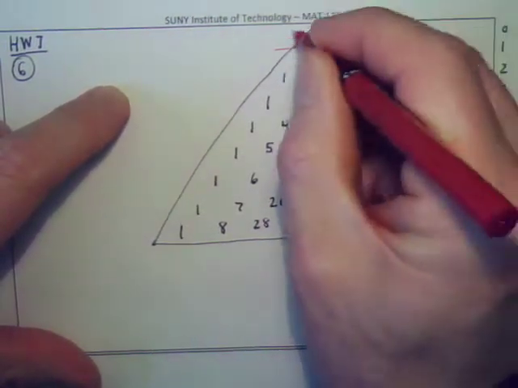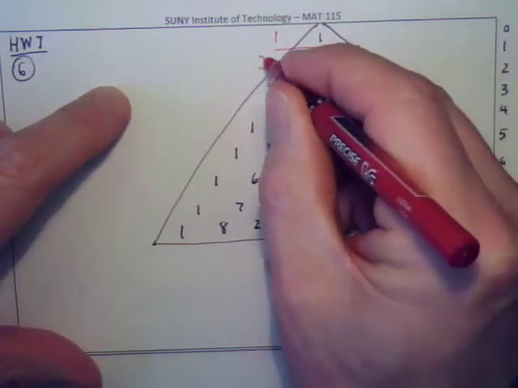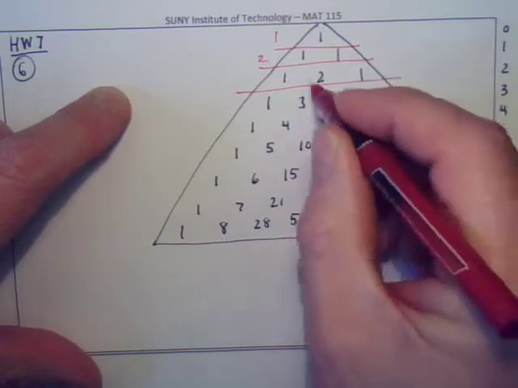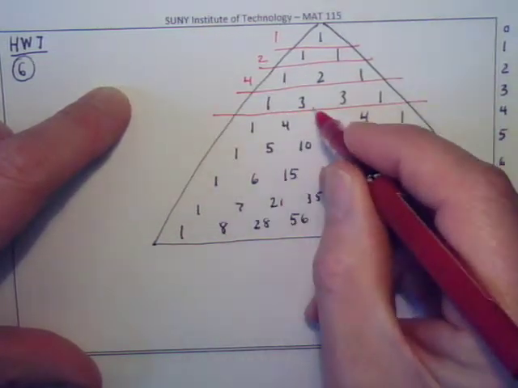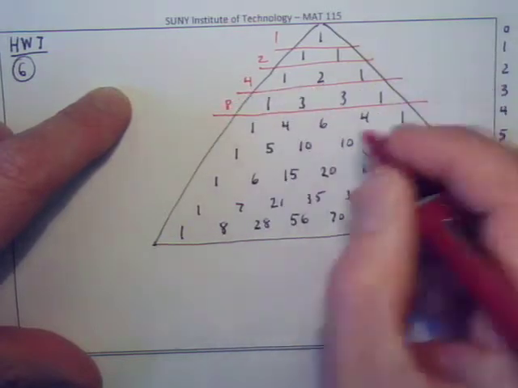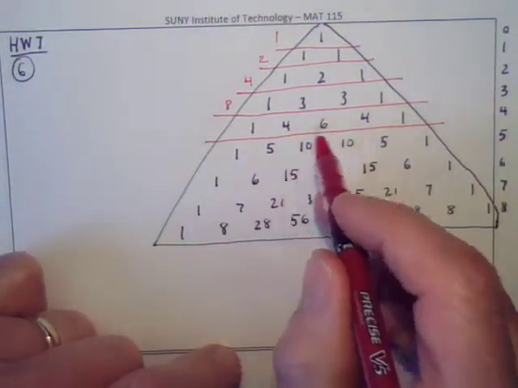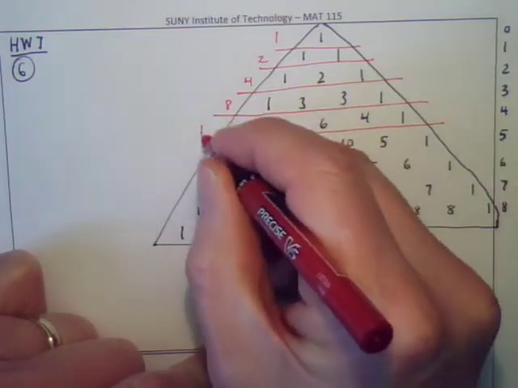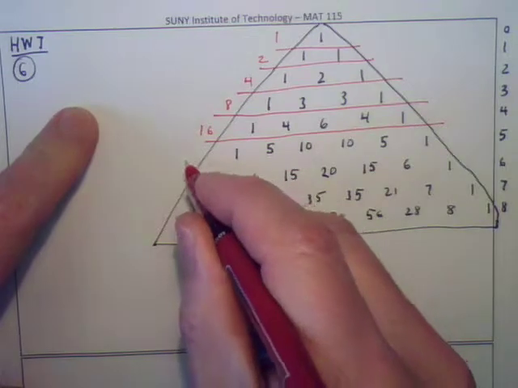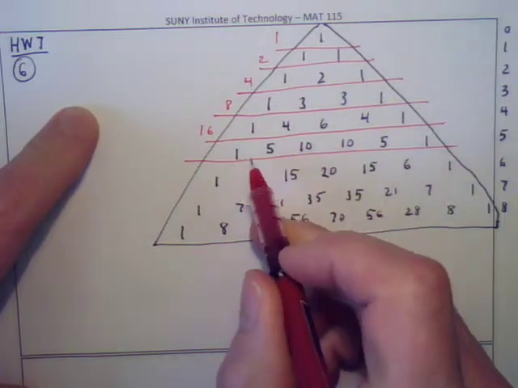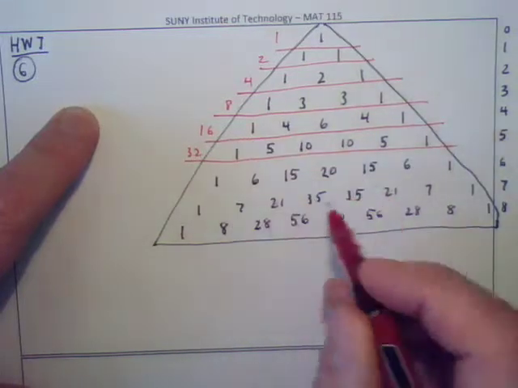The sum of row 0 is 1. The sum here is 2. 1 plus 2 plus 1 is 4. 1 plus 3 plus 3 plus 1 is 8. 5 plus 5 is 10, plus 6 is 16. Do you see the pattern here? We're doubling it each time. 1, 2, 4, 8, 16. 16 and 16 is 32.